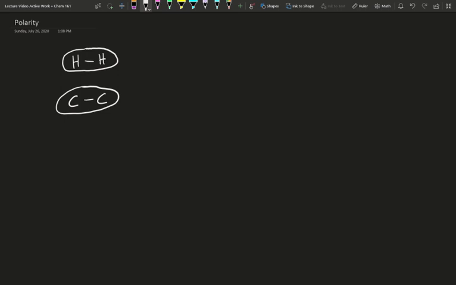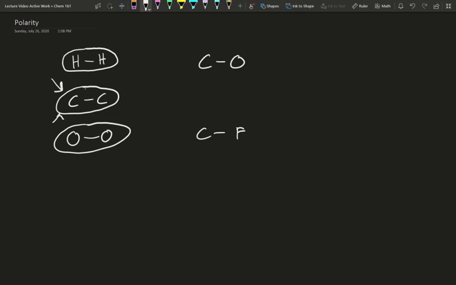But what happens when you have atoms that aren't equal? What happens when you have a carbon and an oxygen, or a carbon and a fluorine? Well, oxygen has a higher electronegativity. It's 3.5, where carbon is 2.5. Oxygen wants that electron more. Net result is it's kind of like squishing a balloon. If you squeeze one side, the material is going to flow to the other.